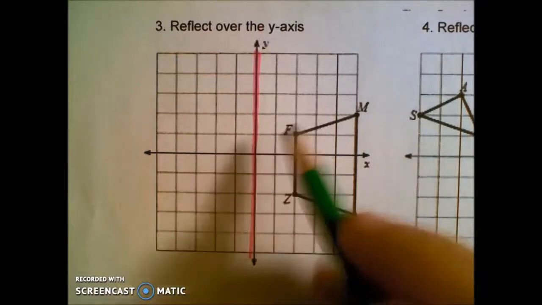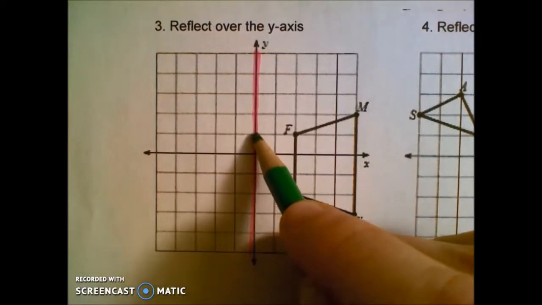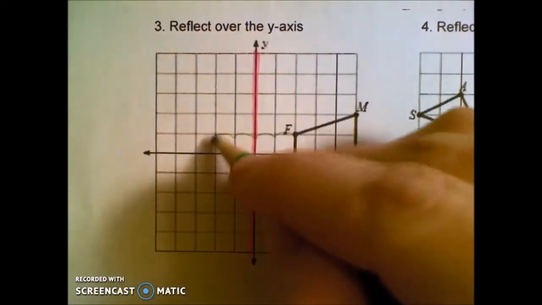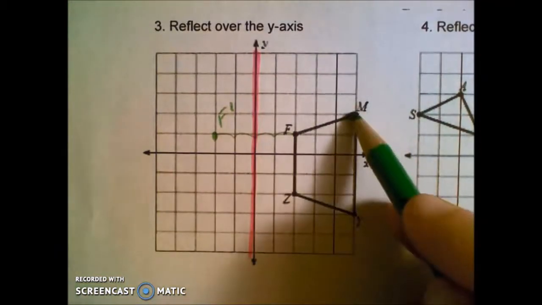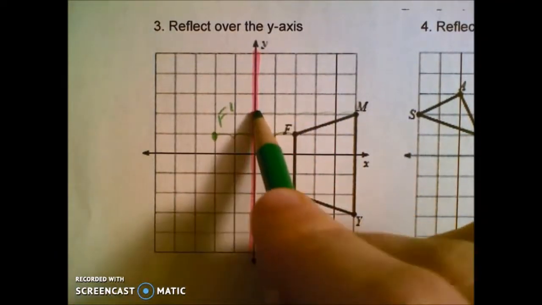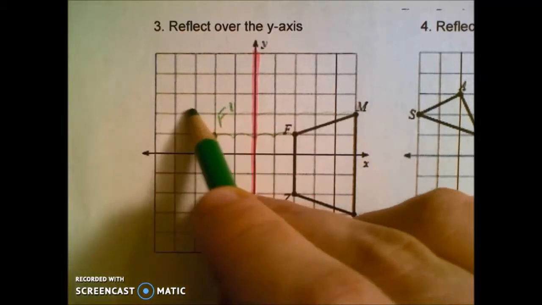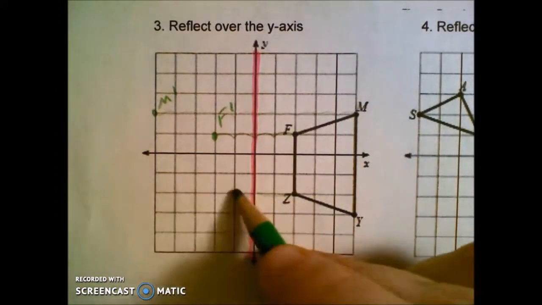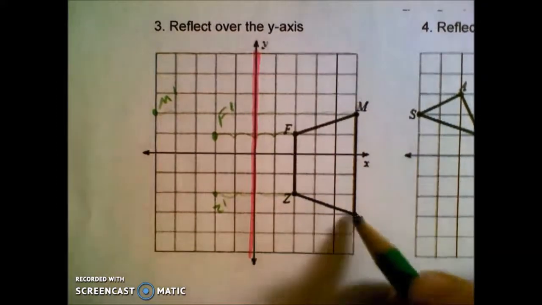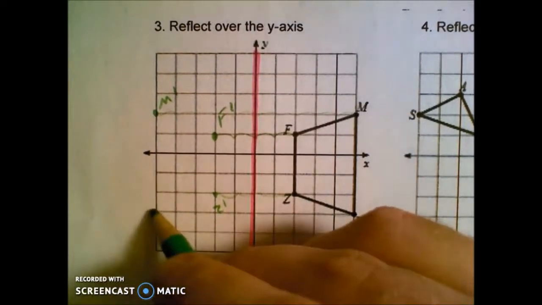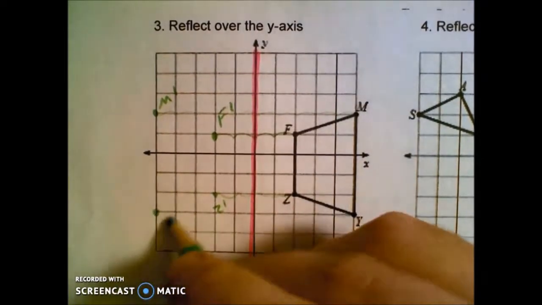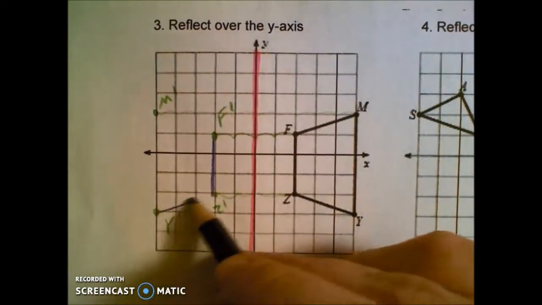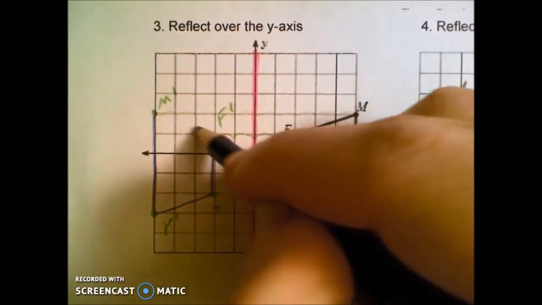So what we can do is, if we know that from F to the line of reflection is 2 units, we can continue on 2 more units, and there will be F prime. Similarly, if M is 1, 2, 3, 4, 5 units away from the line, then 1, 2, 3, 4, 5 more on the other side, and we'll have M prime. And you could use the same approach to find Z prime and to find Y prime. Right here, both same distance, equidistant from that line. Finally, you can connect your F prime, Z prime, Y prime, and M prime to get your image.